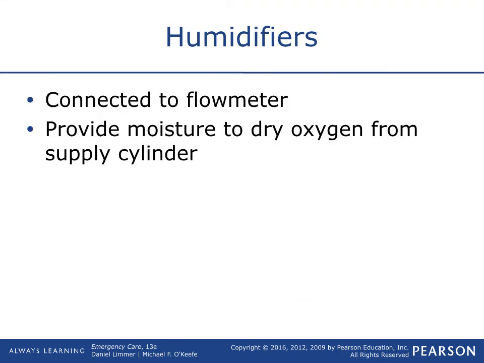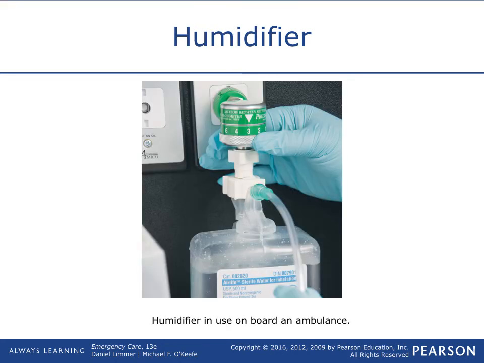And then there's humidifiers connected to flow meters, which provide moisture to dry oxygen from the supply cylinder. Sometimes people don't necessarily need nebulizer treatment. Sometimes they just need some moisture. Most of this is done in the hospital, but we do have the capability to do it in the field and have done so. And there's a picture of it right there. You kind of hook it up. So you hook your tubing to that humidifier, and then hook it to the pressure valve, the flow meter, on the wall. And that person is doing 3 liters, and it'll humidify the air as they breathe it in.